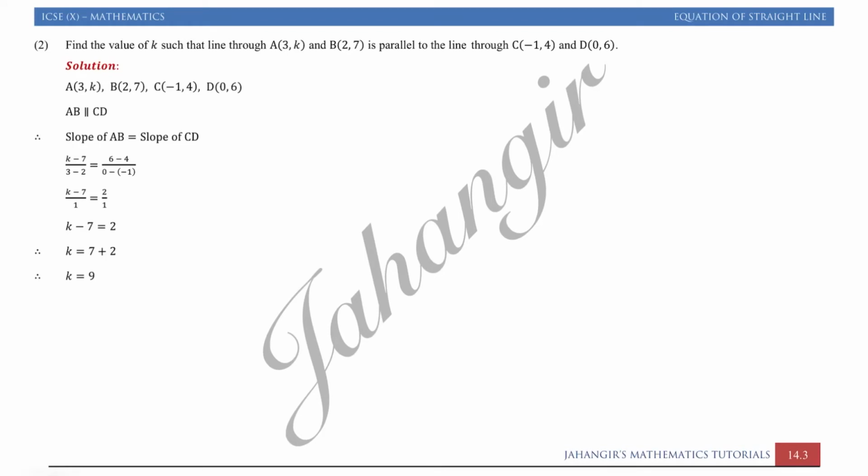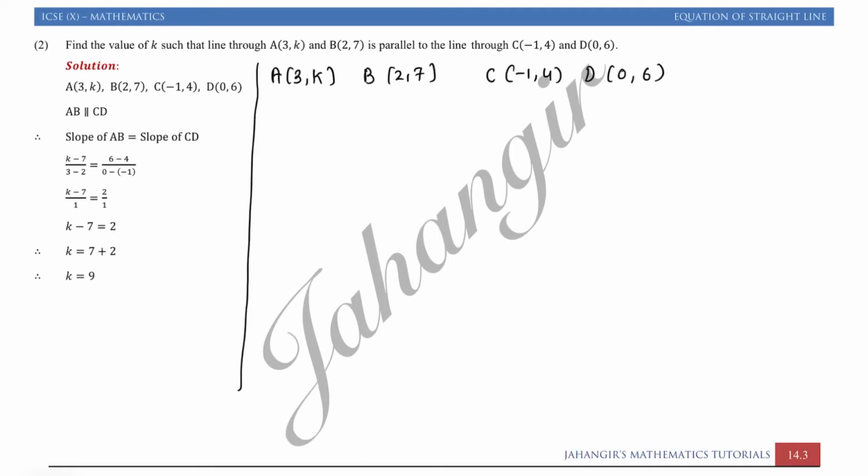Question number 2. Find the value of k such that A(3, k) and B(2, 7) is parallel to C(minus 1, 4) and D(0, 6). So we can say AB is parallel to CD. So therefore I can write slope of AB is equal to slope of CD. See, all alphabets are different. There is no common alphabet.